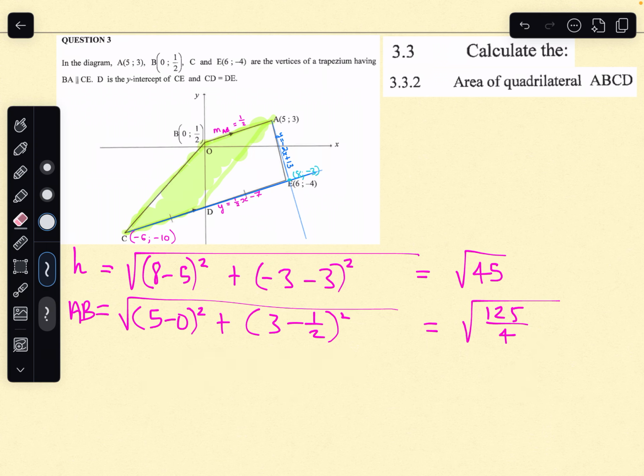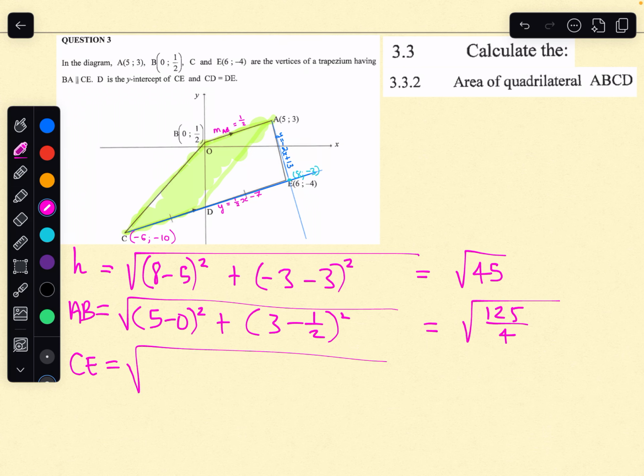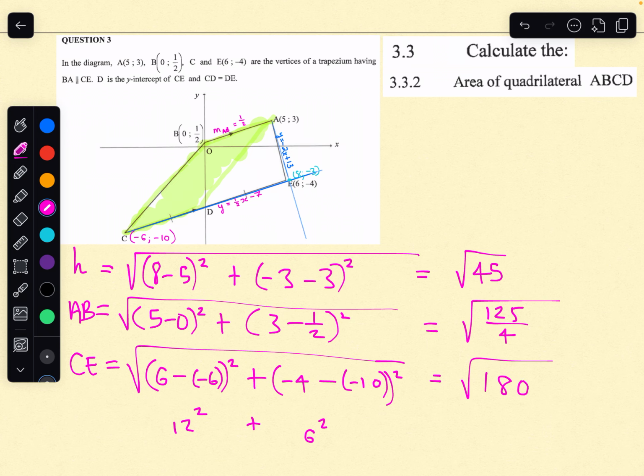Okay. Then the length of CE is 6 minus 6 squared plus minus 4 minus 10 squared. So 6 minus 6 is 12 squared, and here we have minus 4 plus 10, which is 6 squared. So that's 144 plus 36. So that will be 180. Well, the square root of it. Okay, so I have enough information now to work out the area of the trapezium.